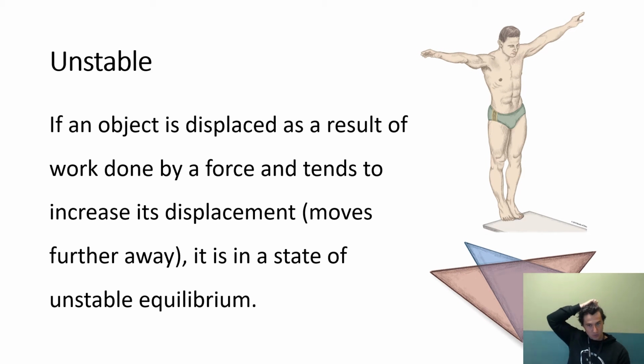Unstable, so here's an example of an object being displaced as a result of work being done by a force that then increases its displacement or moves further away. So it's said to be in a state of unstable equilibrium. If you imagine this triangle on its tip, it wouldn't take a lot of force before it moves into a different position to where it started. If you look at this diver, he's standing on the edge of a platform. His base of support is tiny, so it wouldn't take a lot of force for him to lean over, and as a result of that instability, his displacement, or his position, would change.